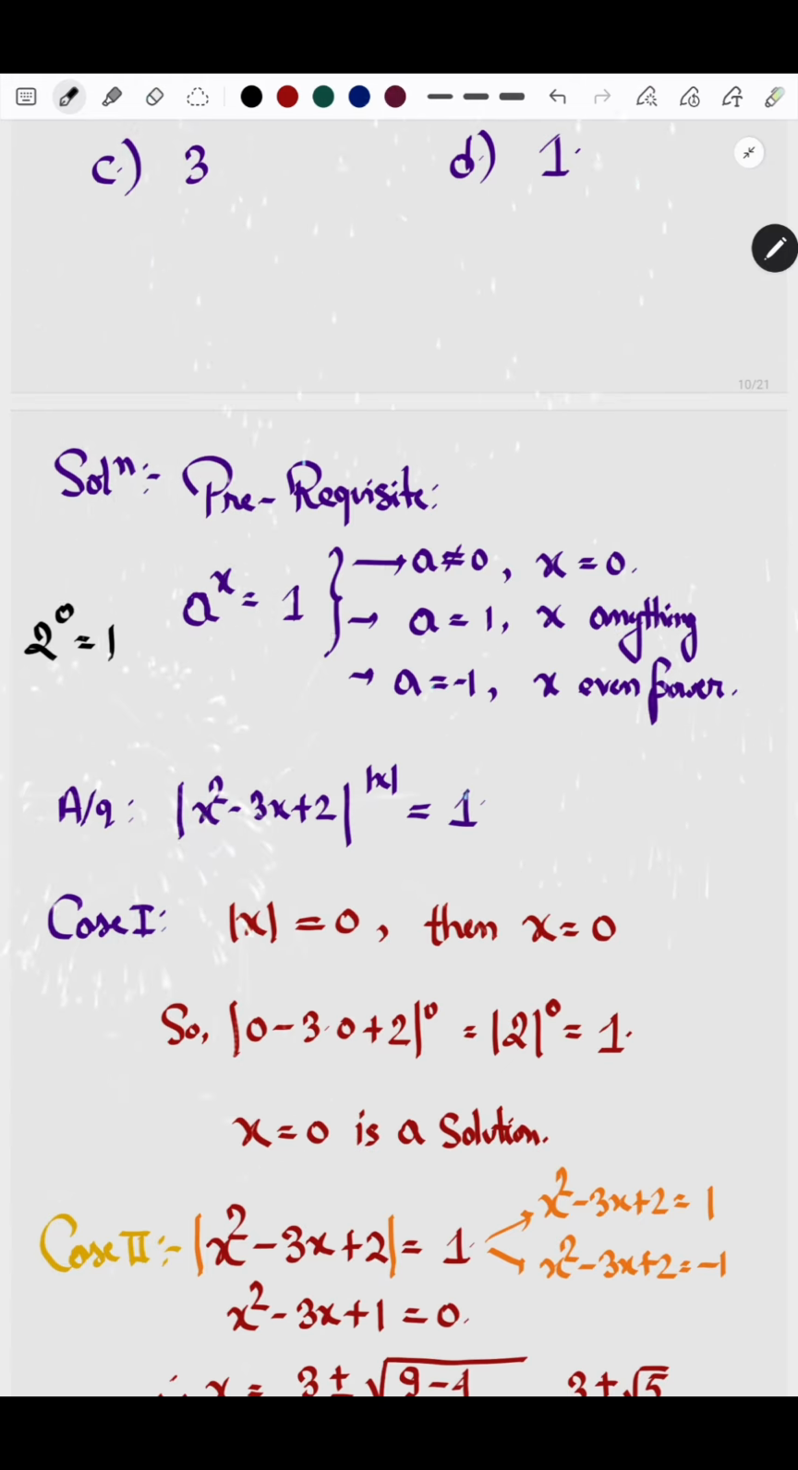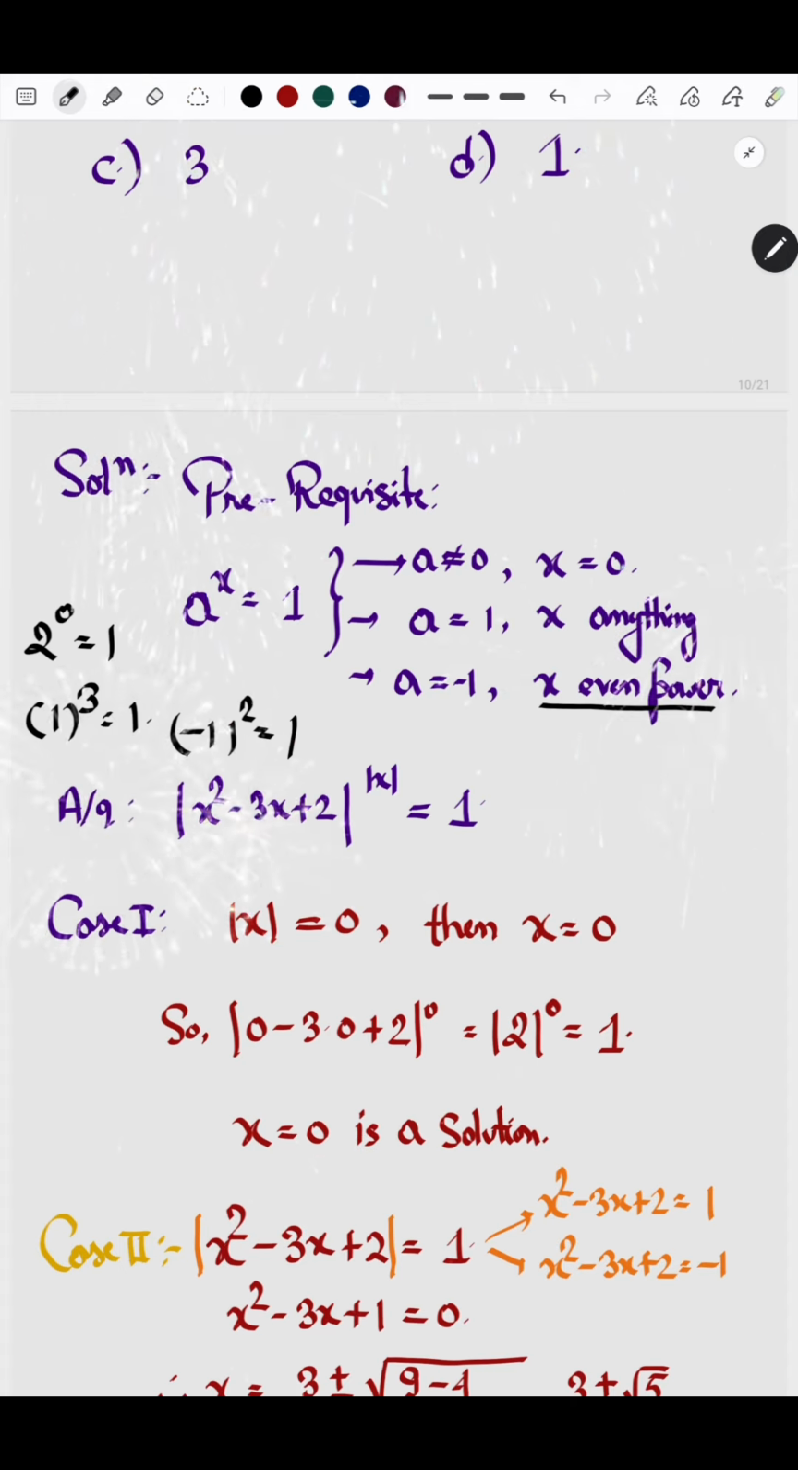Now, for the second part, we can say if a is equal to 1, x can be anything. For example, 1 cubed is equal to 1. And third case, when a is minus 1, then x has to be an even power. Why? Because (−1)² is equal to 1. So for the given question, we can check for these three cases and find out the answer.